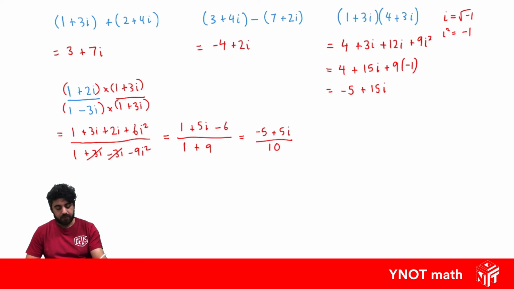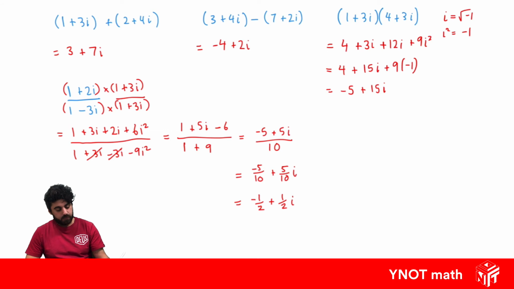And we can rewrite this if we take each term and divide them individually by 10. So we get minus 5 on 10 plus 5 on 10 i. And we can just simplify the 5 on 10s to get minus a half plus a half i. And this would be the division of these two complex numbers.